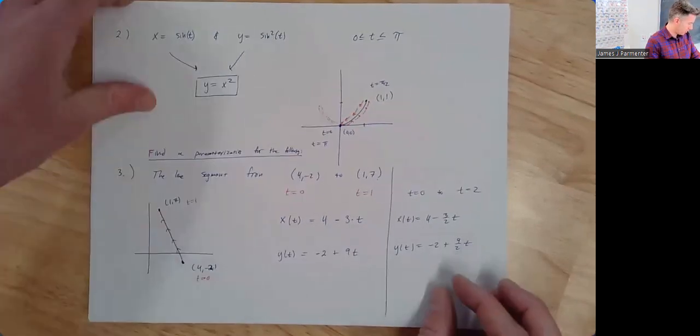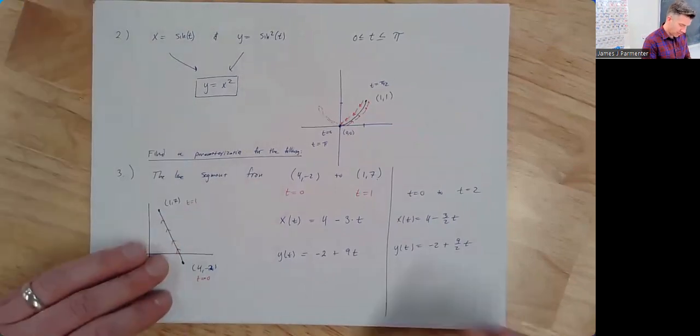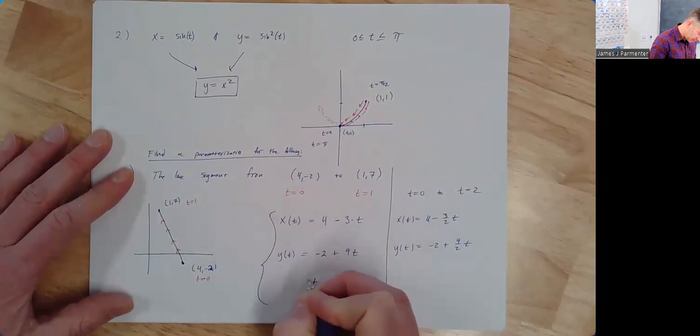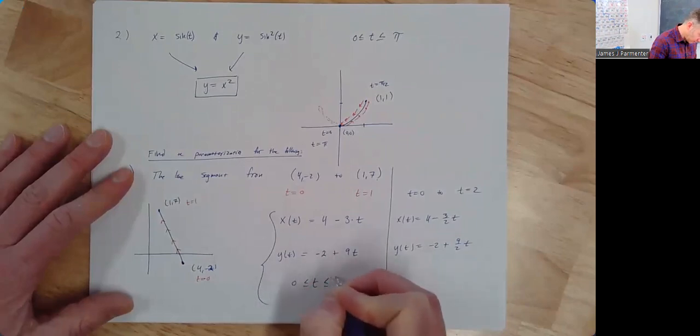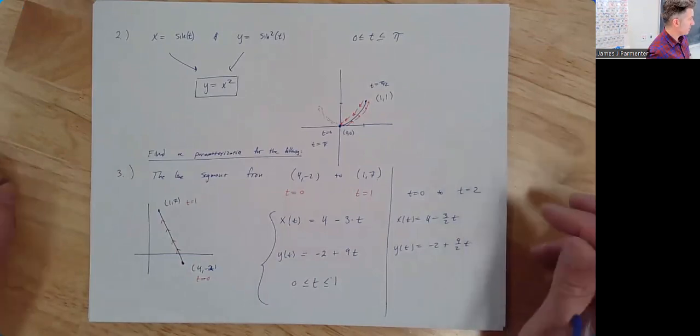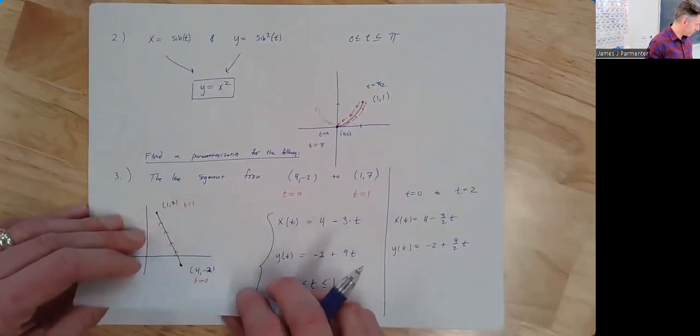Let's look at another harder example. And so I should have said, here's my parameterization with t between 0 and 1. When you parameterize something, you do have to specify the bounds for t. Cool. Let's look at something a little bit harder.